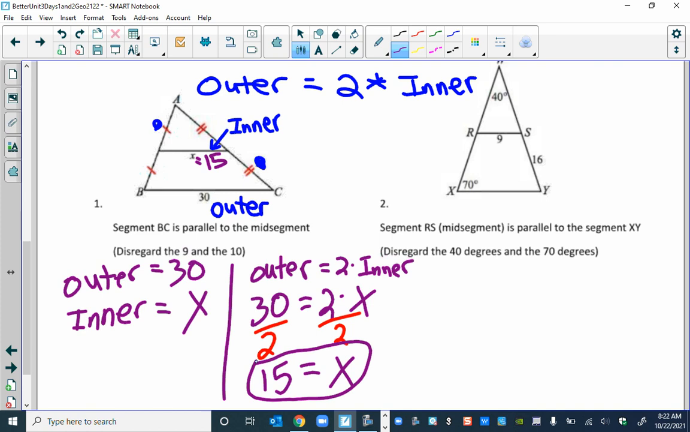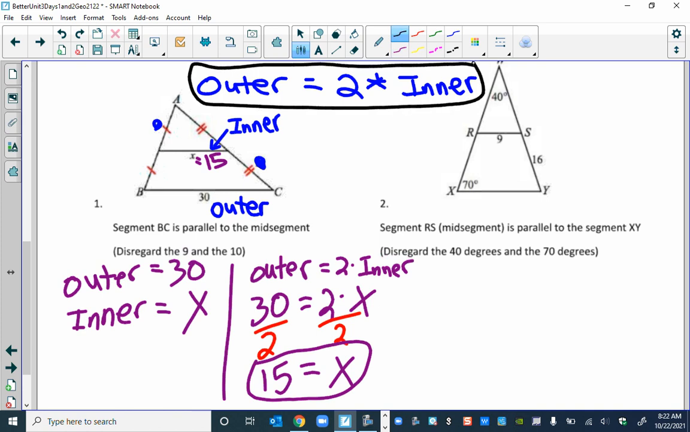That's basically the most important part of this whole little activity we're doing for first half of class. The outer edge is 2 times the inner edge. Well, the inner edge is half the outer.